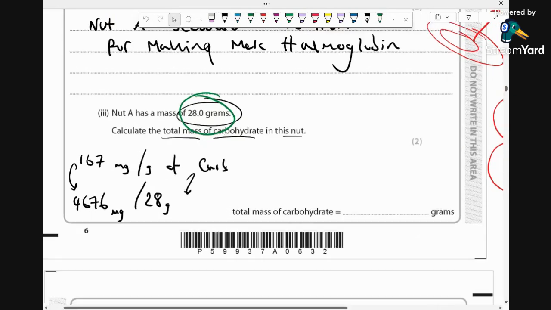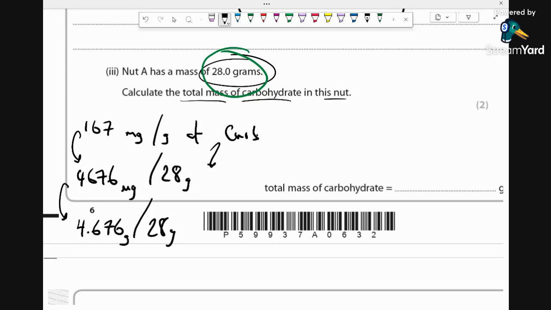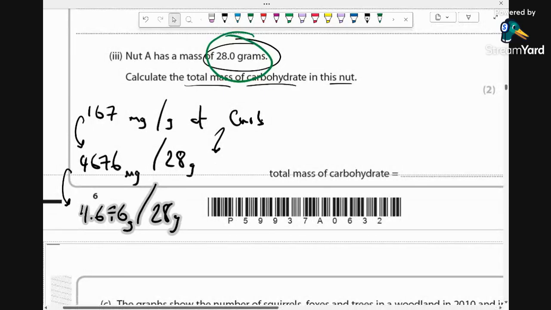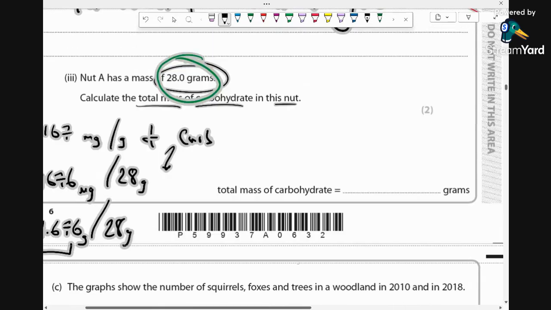milligrams. And to then convert to grams, so per 28 grams, which is basically 1 nut, we need to convert this into grams. Okay, and of course, you need to know your conversions for this. So that would be 4.68 to 3 sig fig. So it'll be 4.676 grams. And we're going to give that to 3 sig fig, which would be 4.68. So whoops.